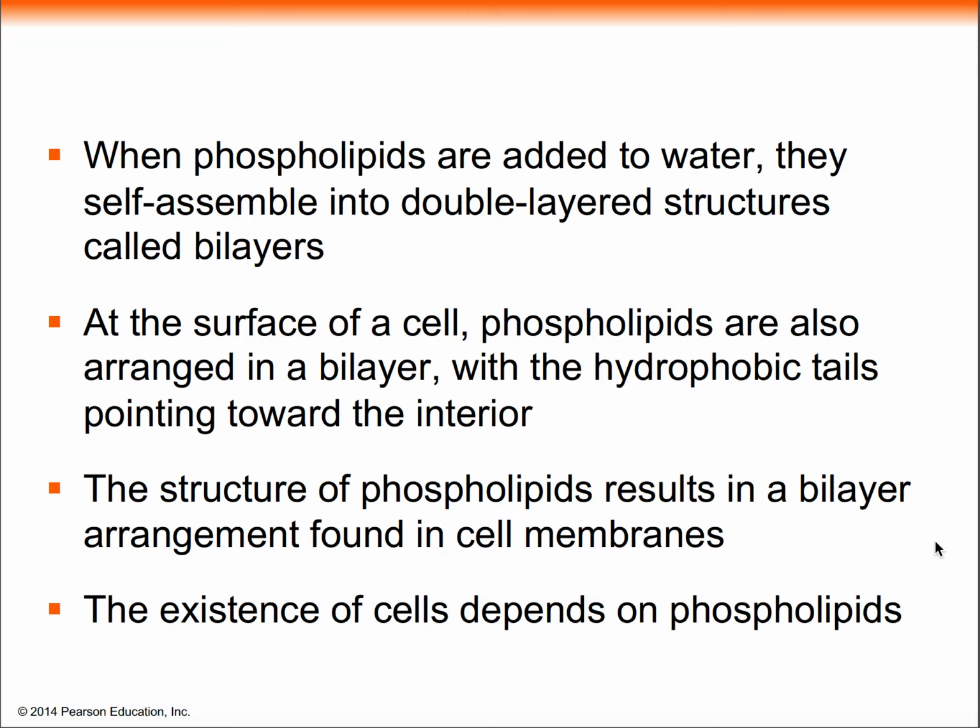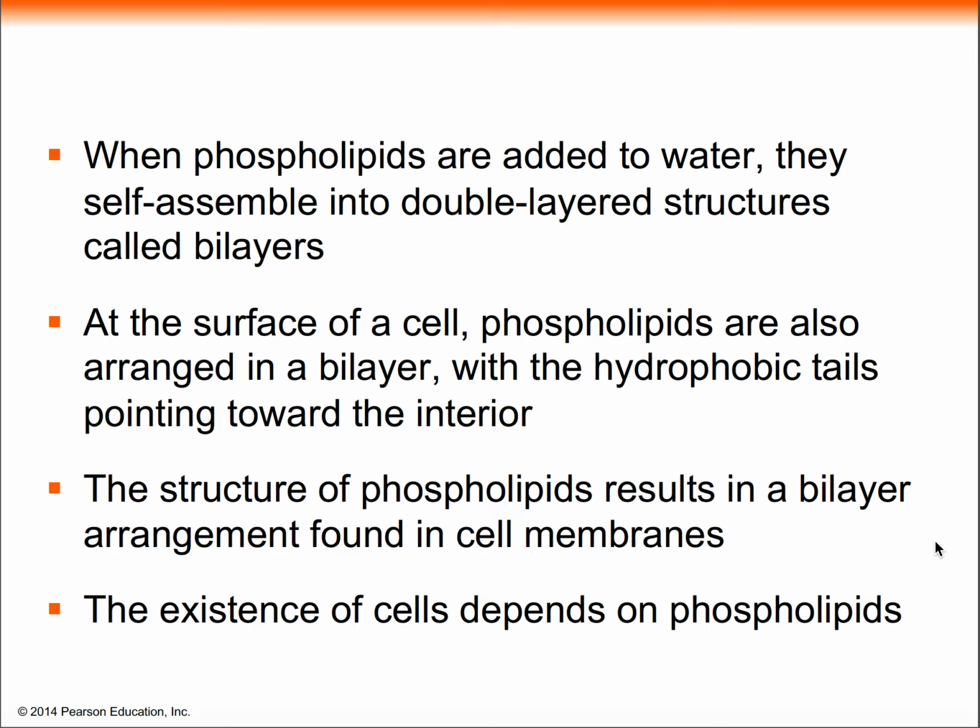All right, this just says when phospholipids are added to water, they self-assemble into that double-layered structure that we call the bilayer, the phospholipid bilayer. At the surface, phospholipids are arranged in a bilayer as well, and the tails are pointing inward. The structure of phospholipids results in this arrangement that we find in our cell membrane. The nuclear membrane looks just like it.